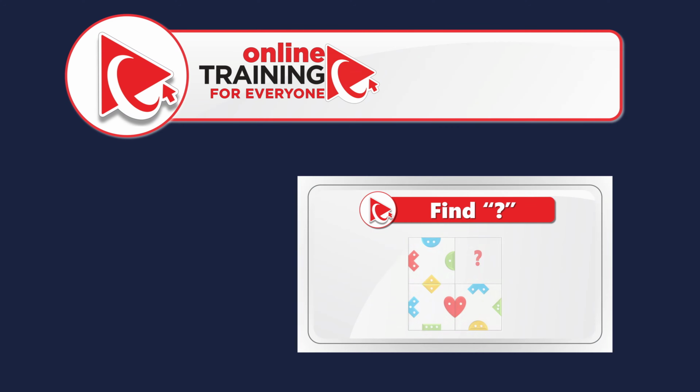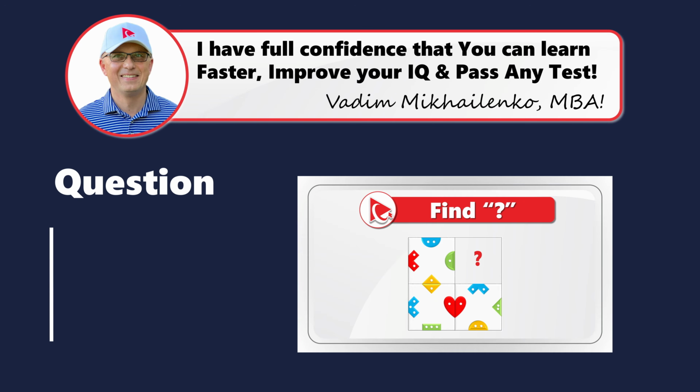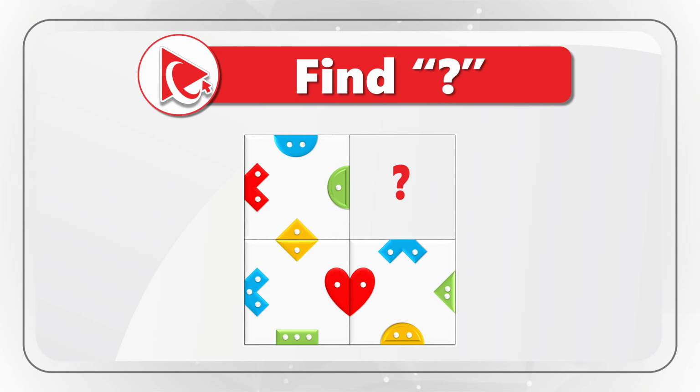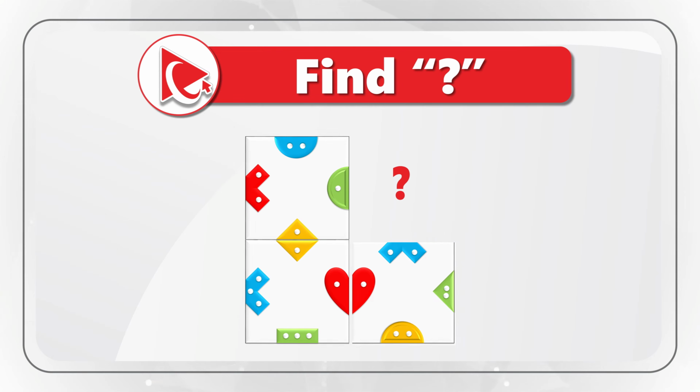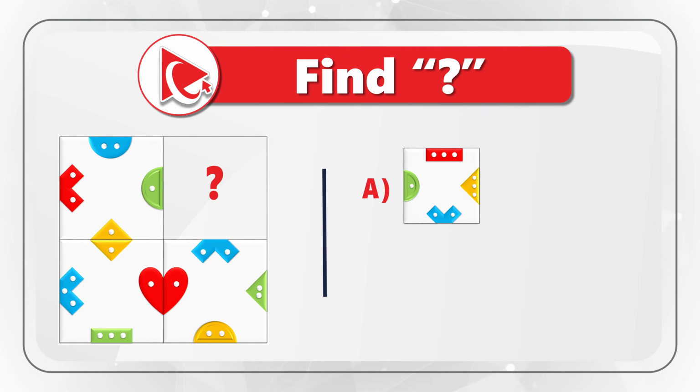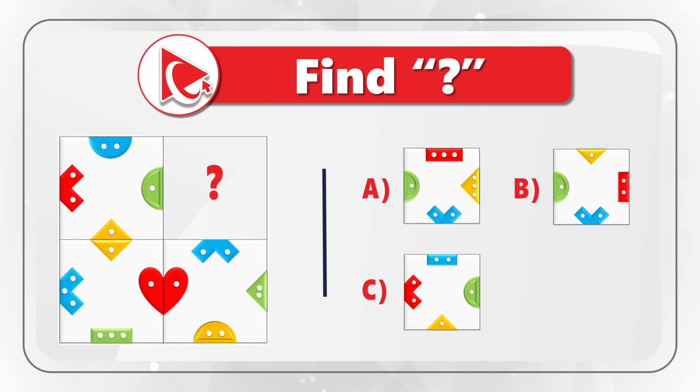Here's an amazing question to validate your analytical skills and spatial reasoning. You're presented with a square, which is broken down into 4 parts. 3 parts are filled with different shapes, and the 4th part is missing. You need to determine which choice would create the most symmetrical large square. And you need to select this choice out of 4 possible choices. Choices A, B, C, and D. Take a close look to see if you can meet the condition and select the right shape.